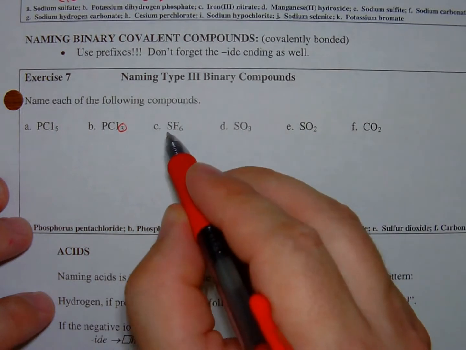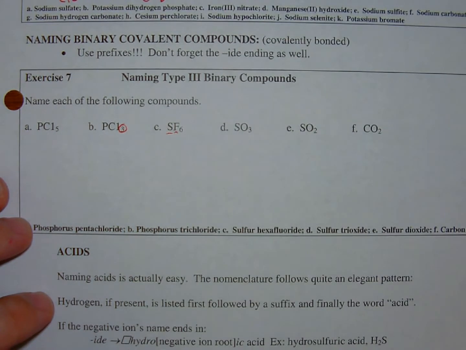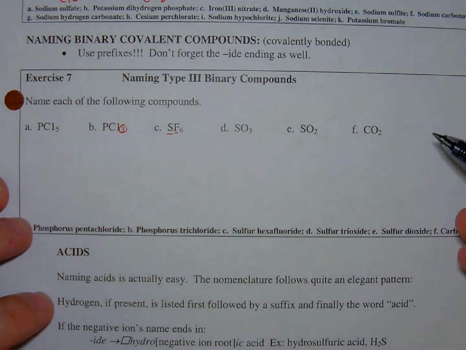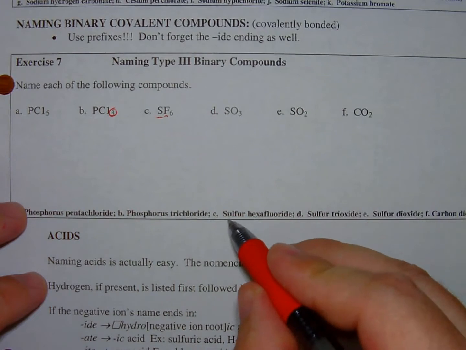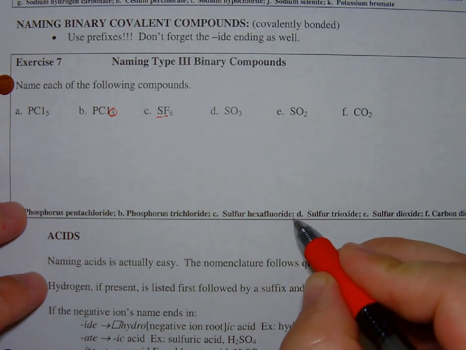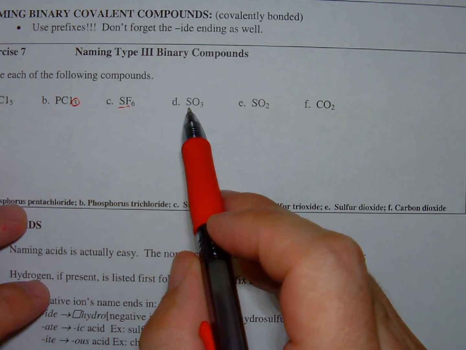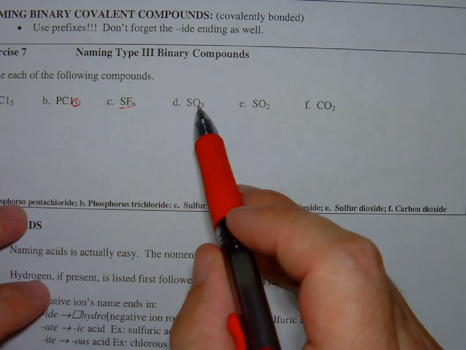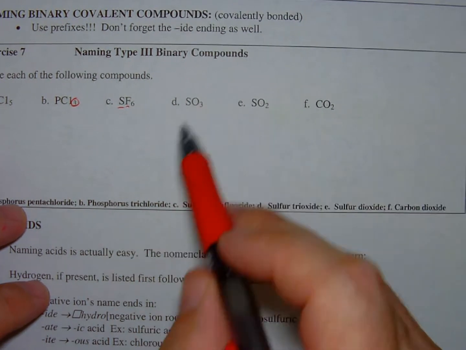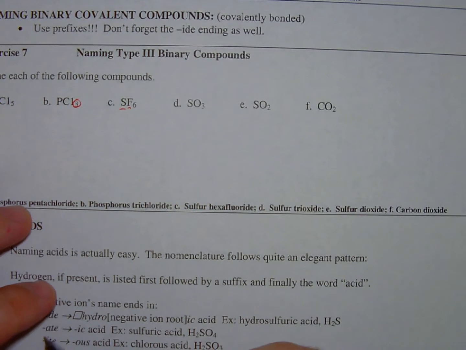Moving on to C, that's sulfur, and that's fluoride. There are 6 fluorides, so I will say sulfur hexafluoride. Then we have sulfur, right? Sulfur oxide, but there are 3 oxides, so sulfur trioxide.